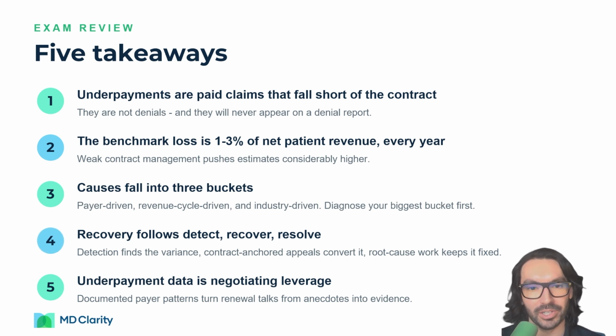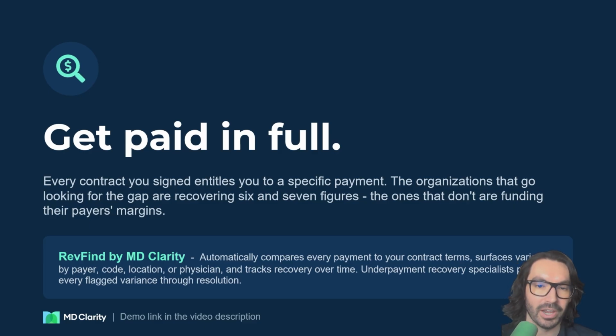4. Recovery follows detect, recover, resolve. Detection defines the variance, contract-anchored appeals convert it to cash, and root cause resolution keeps it from coming back. 5. Underpayment data is negotiating leverage. Providers who systematically document payer underpayment patterns walk into contract renewals with evidence instead of anecdotes. Here's the bottom line. Every contract your organization signed entitles you to a specific payment. Payers, through error or through process, routinely pay less. And the structure of standard reporting guarantees you won't see it unless you go looking. The organizations that go looking are recovering 6 and 7 figures. The ones that don't are funding their payers' margins with their own.